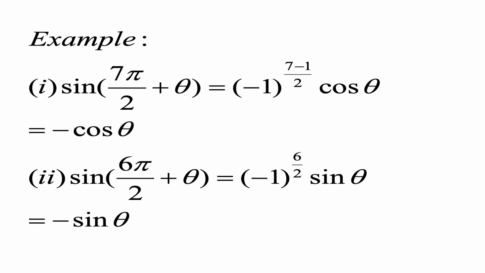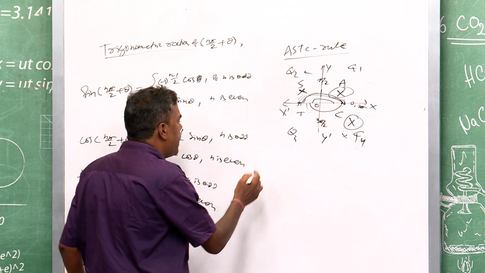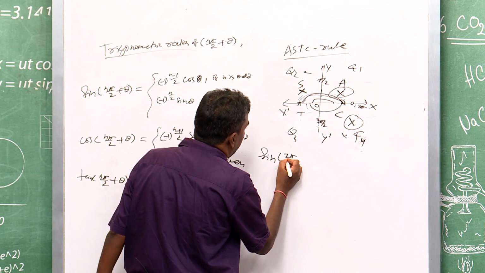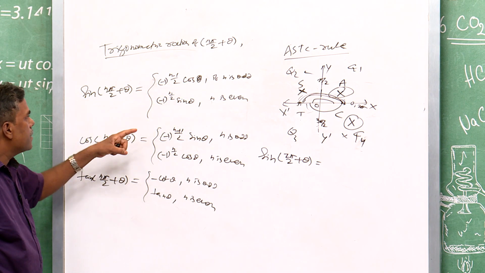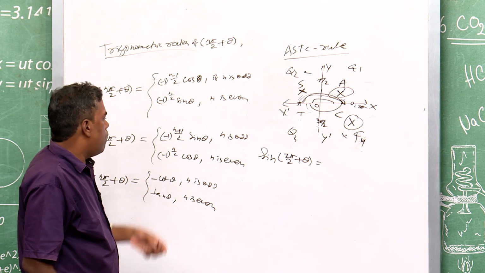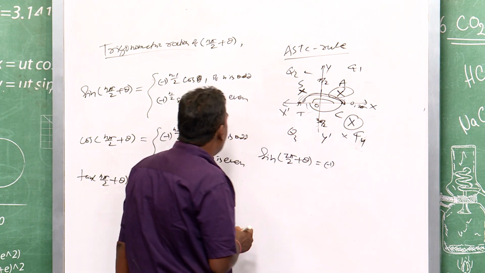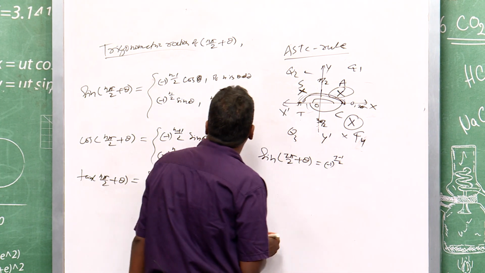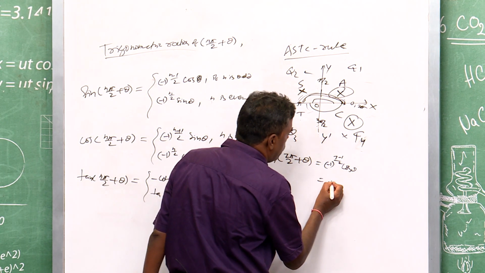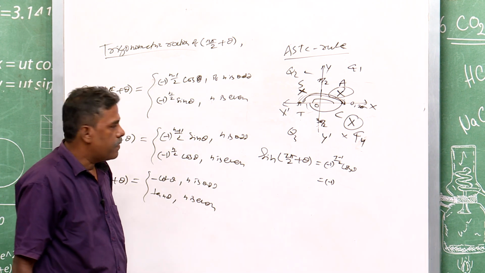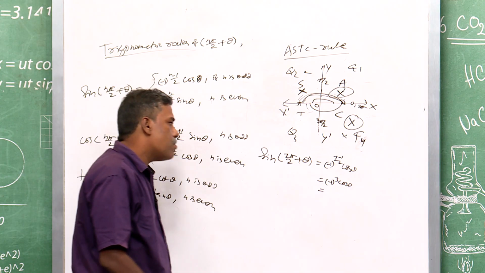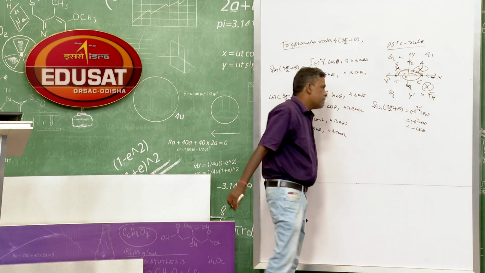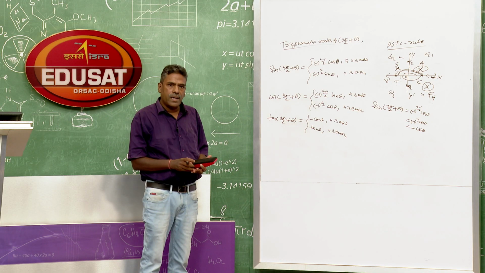Some examples: sin(7 pi by 2 plus theta). Sin(n pi by 2 plus theta) is equal to (minus 1) to the power (n minus 1) by 2 into cos theta if n is odd. Here 7 is odd, so it is (minus 1) to the power (7 minus 1) by 2 cos theta. 7 minus 1 is 6, 6 by 2 is 3, so (minus 1) to the power 3 is minus 1 into cos theta. So, sin(7 pi by 2 plus theta) is equal to minus cos theta.